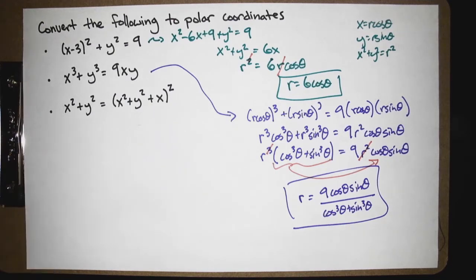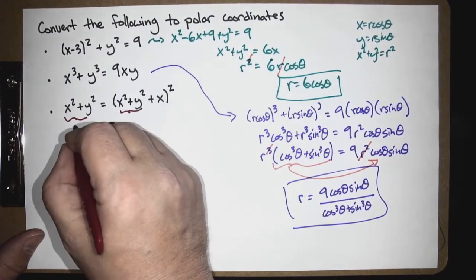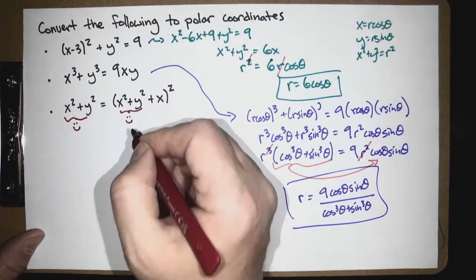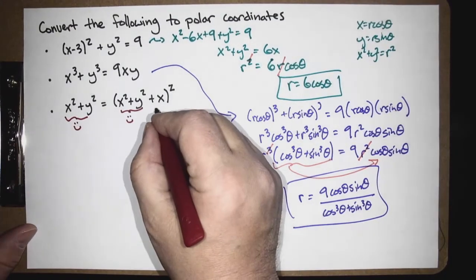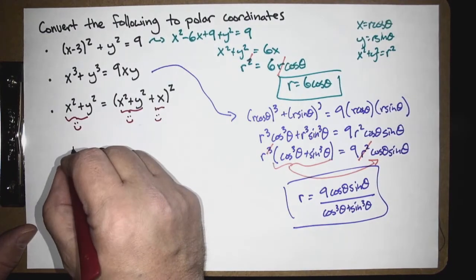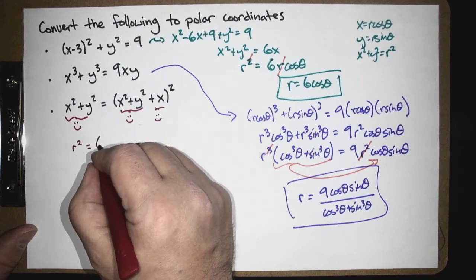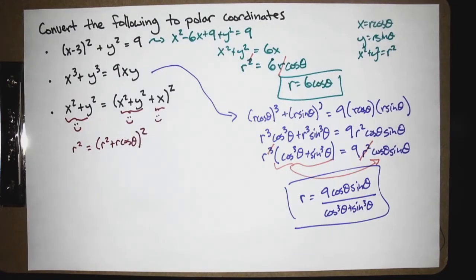All right, this last one. X squared plus y squared equals x squared plus y squared plus x, quantity squared. What can we do? Well, you see x squared plus y squared. This is making us happy, because we can replace x squared plus y squared by r squared. The x, well, that's okay. We're mostly happy. So we get r squared equals r squared plus r cosine theta, quantity squared.